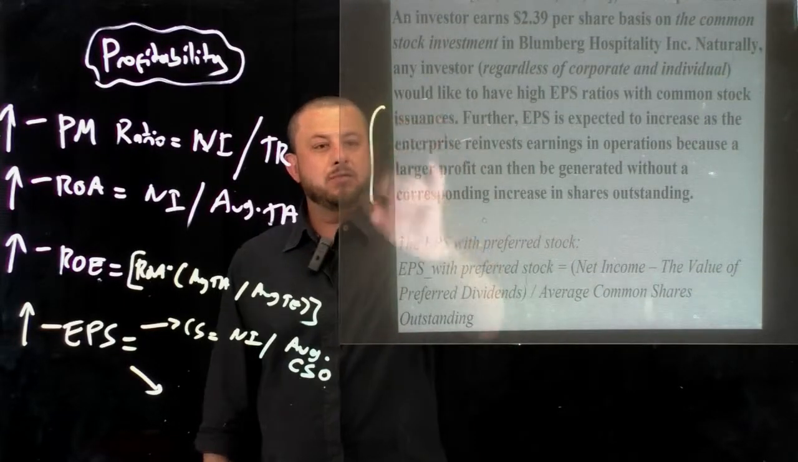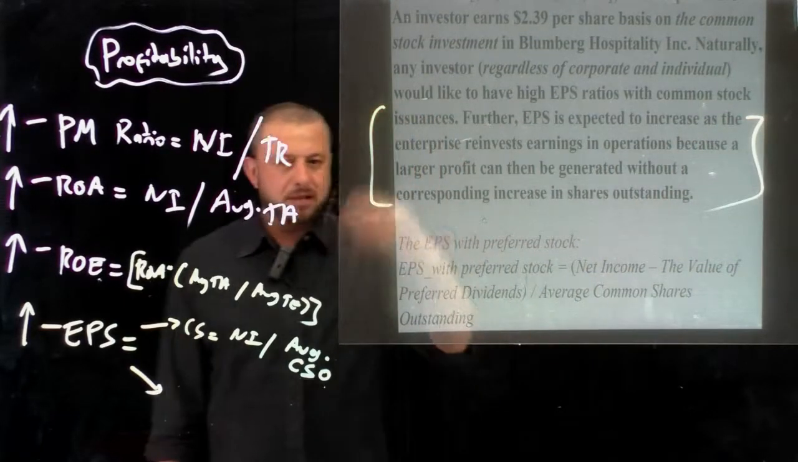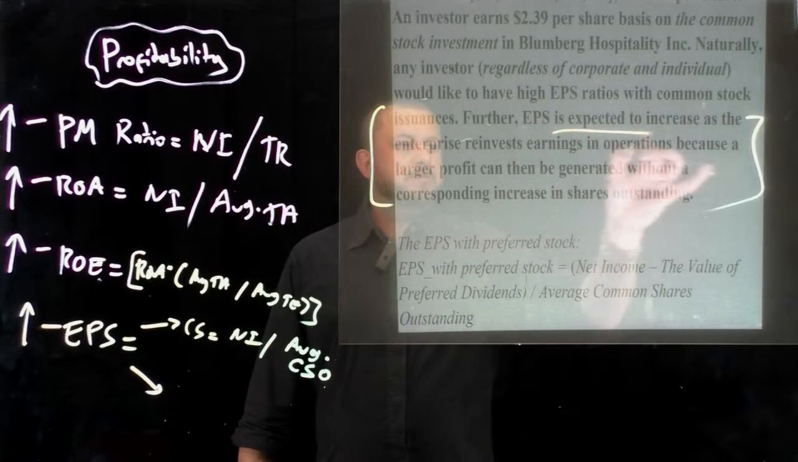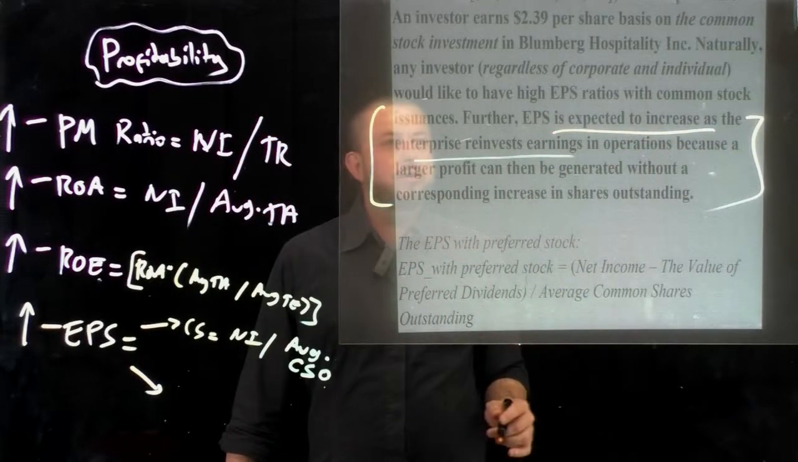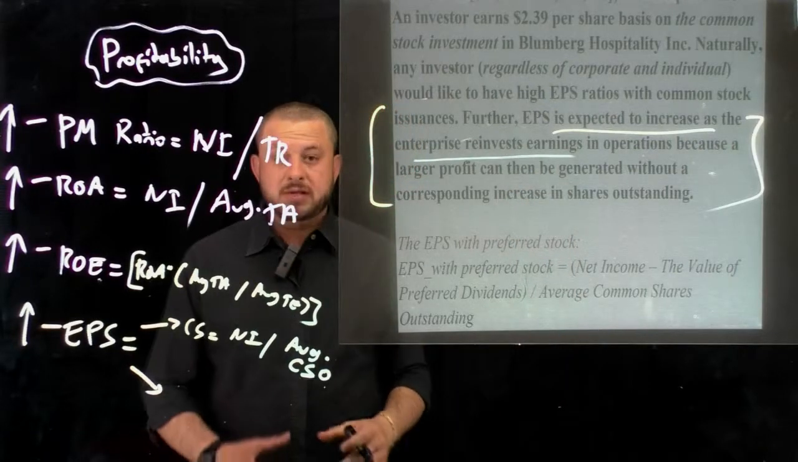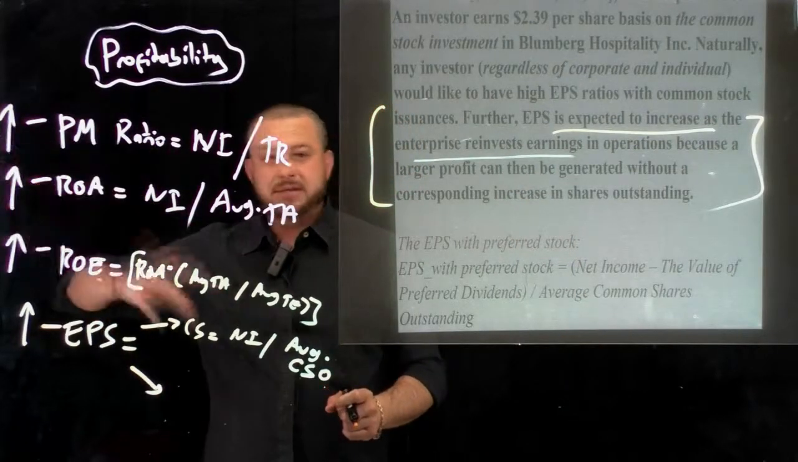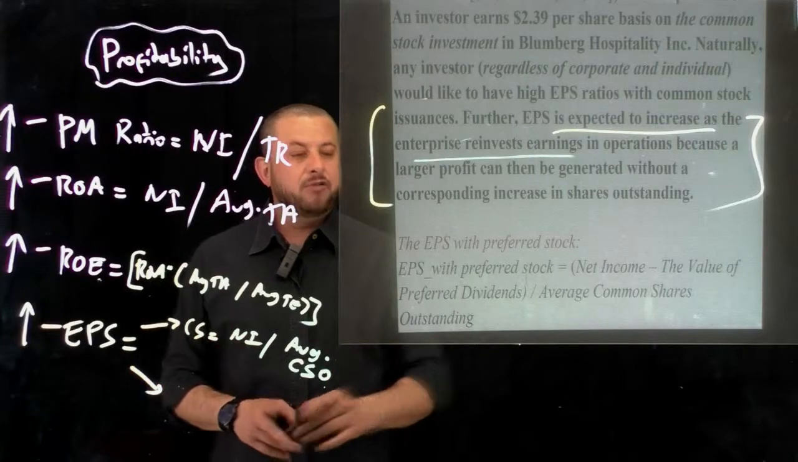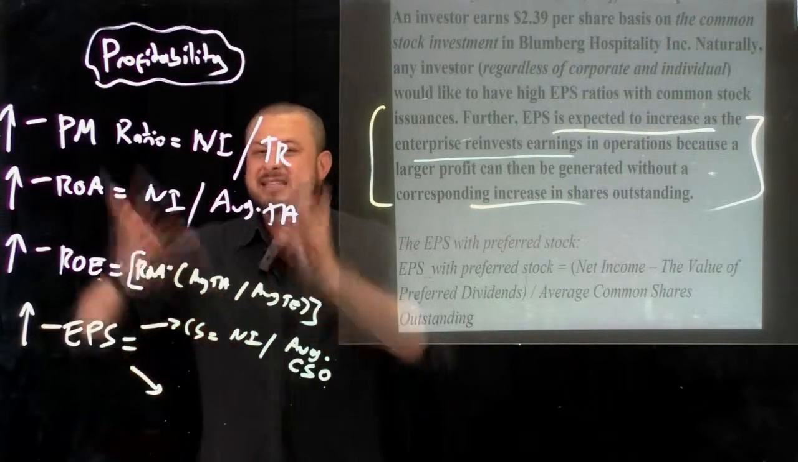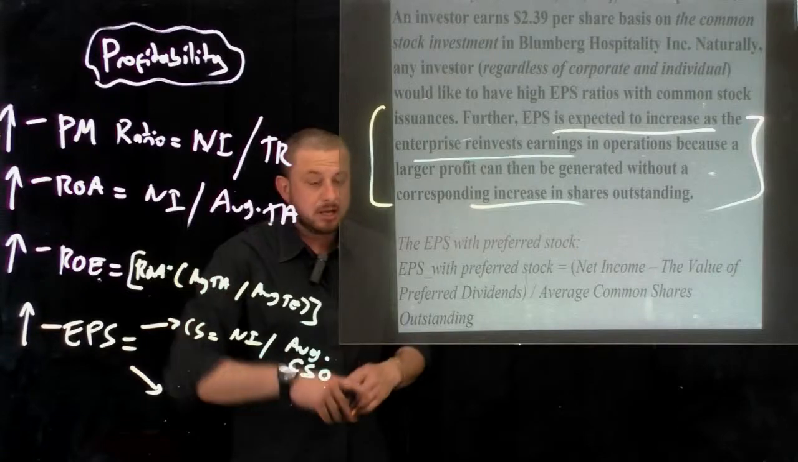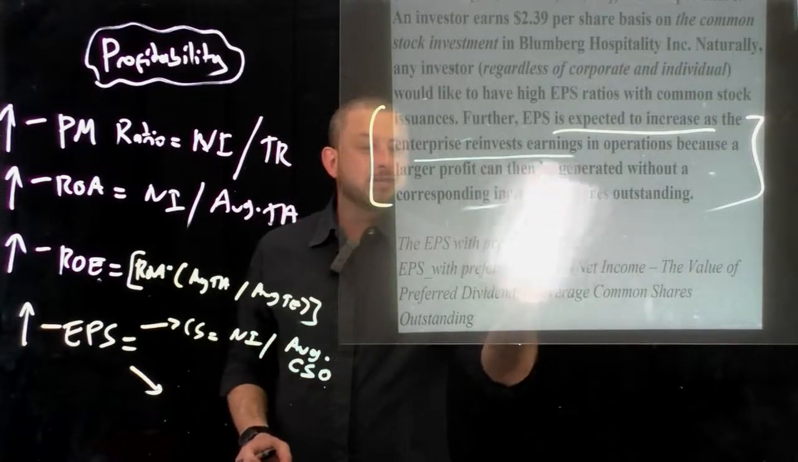These are mostly for financial management, but I'm just going to go over them quickly. EPS is expected to increase as the enterprise reinvests its earnings. Increasing EPS shows that the invested company has a great market value. Therefore, it is bringing a great return on the stock investment as a hospitality company. Same goes for the preferred stock as well.